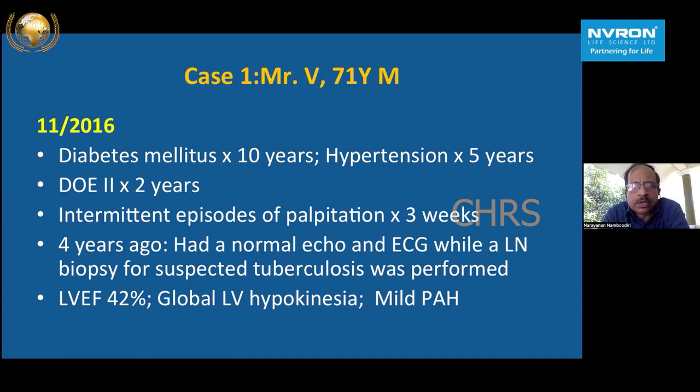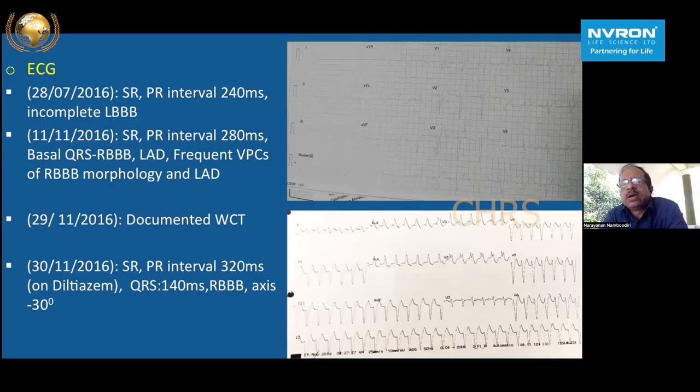This patient had a normal echo, normal LV function, and normal ECG, while a lymph node biopsy for suspected tuberculosis was done. Ejection fraction now is 42%, global LV hypokinesia, mild PAH, and class 2. This patient had, primarily, a PR interval of 240 and incomplete LBBB at baseline.